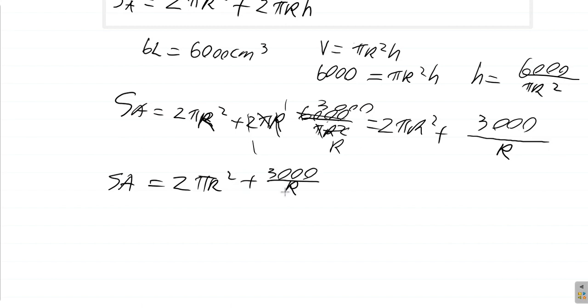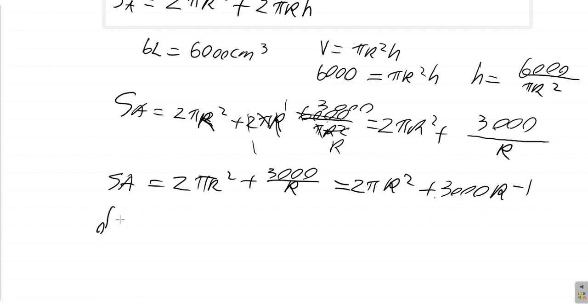Now, the surface area will vary. But we want to identify a local minimum point, or a minimum point, right? Now, we're going to have to differentiate this. Well, let's write it in this format first: 2 pi r squared plus 3,000 r to the negative 1.